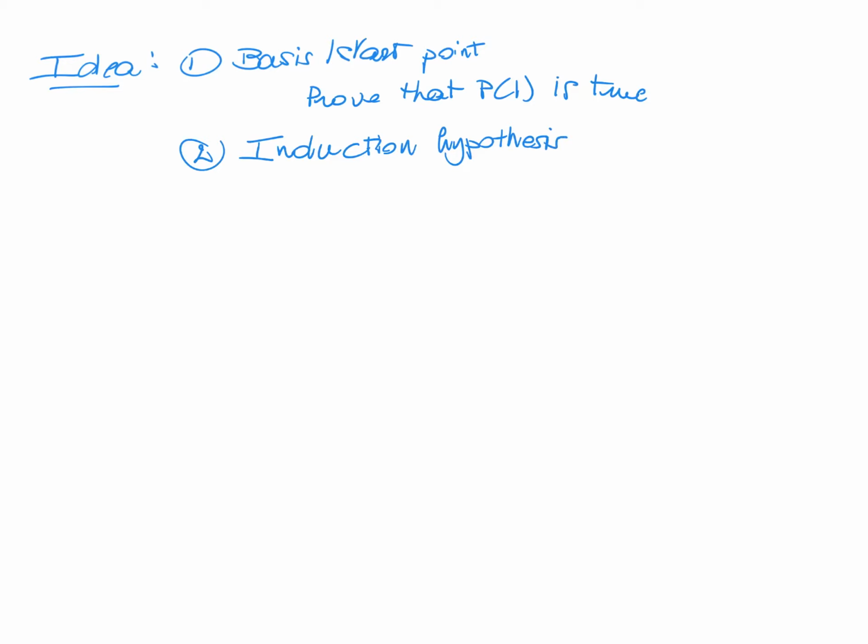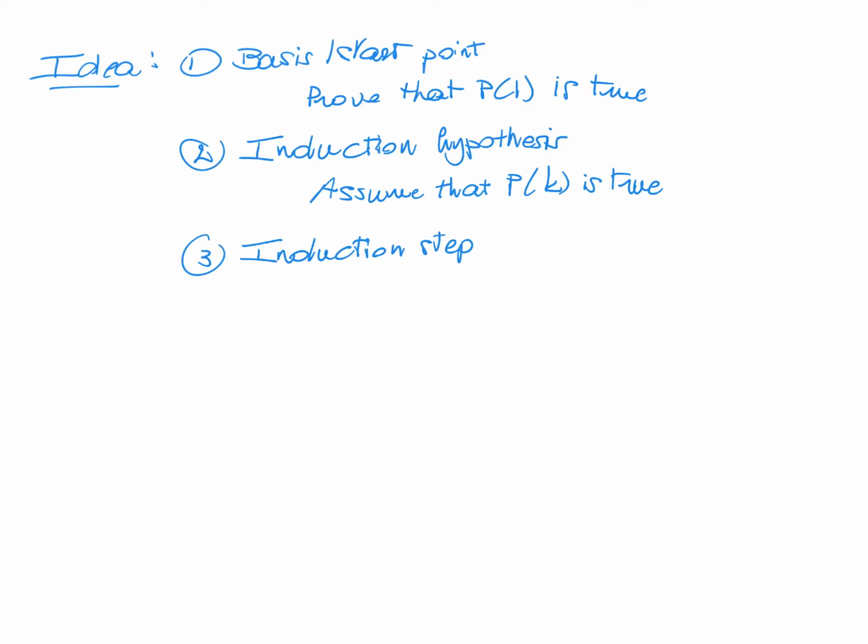So this is a hypothesis for the induction step. You assume that the statement is true for some case. So you assume that Pk is true. So for any number k, this is an assumption that you make. And then the third step, this is your induction step. So here you will use that Pk is true to prove that also Pk plus 1 is true.